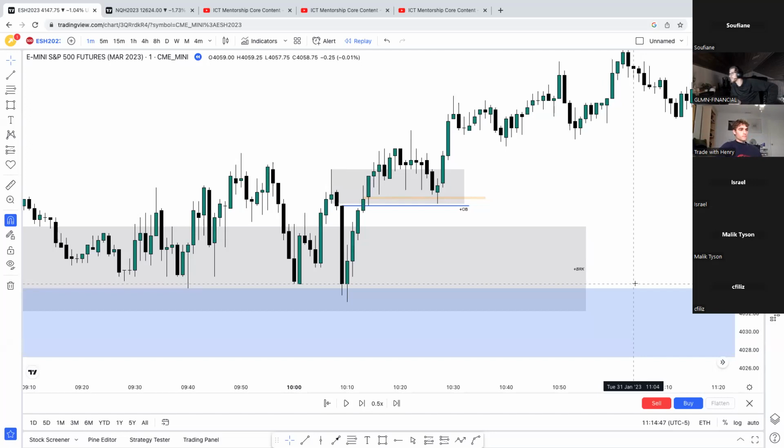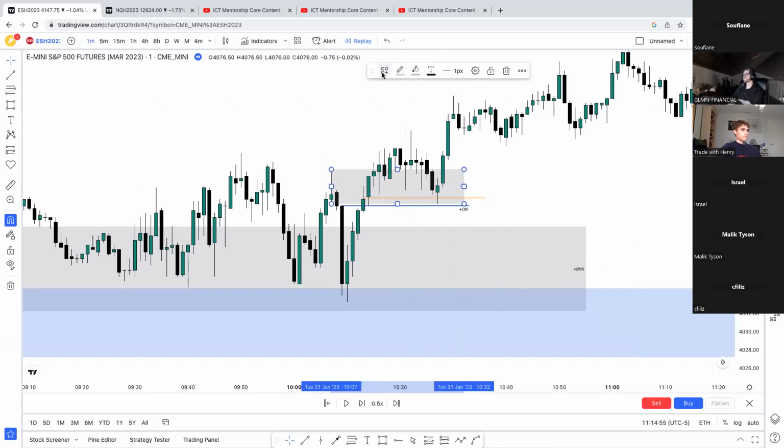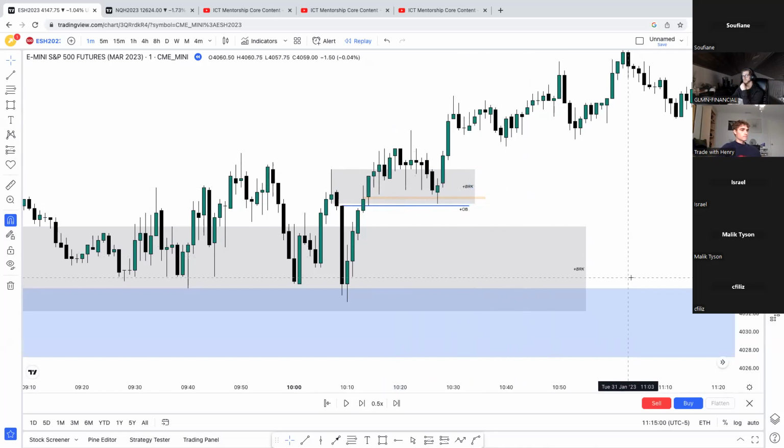100%. Good eye. Another thing I wanted to mention regarding these breaker blocks: looking at this particular one, we don't see it, but sometimes I do see where the wick passes through the entire body and wick of the breaker block, but the body closes maybe at the consequent encroachment or above, and the wick just touches below it. Does that make you feel nervous?